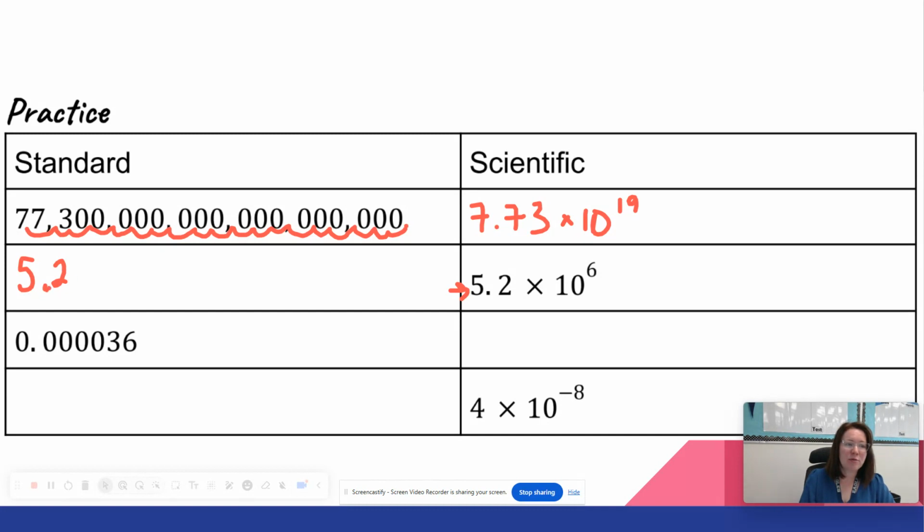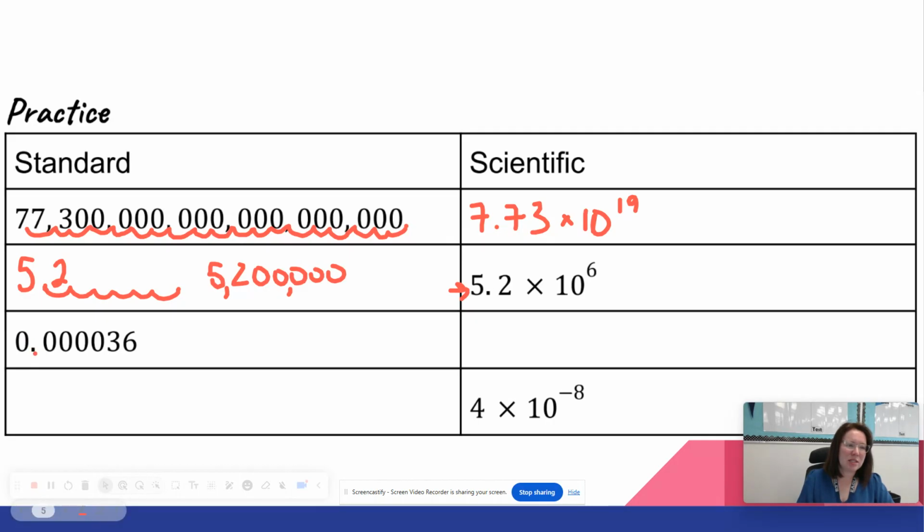I know I need to move my decimal 6 times, and because it's positive, I know I need to make the number a big number, so I'm going to move it 1, 2, 3, 4, 5, 6. And what do I fill all these blank spaces in with? Zeros. So 5, 2, 0, 0, 0, 0, 0. Let's do it. 5, 2, 1, 2, 3, 4, 5. So 5,200,000.